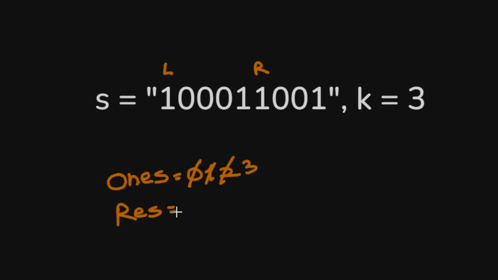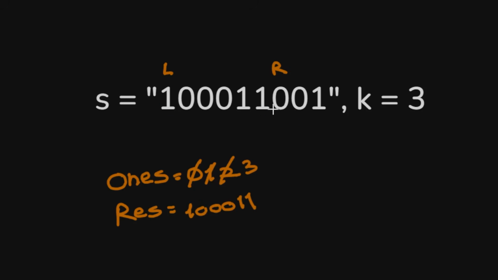Now we are checking if we don't have anything in the result, such as in this case, or if the length of this window is smaller than the length of what we have in the result, or the length of this is equal to the length of what we have in the result, and this is lexicographically smaller than the result, then in any of these cases we replace the result with the current substring. So here we use 100011. Now we move the right pointer.